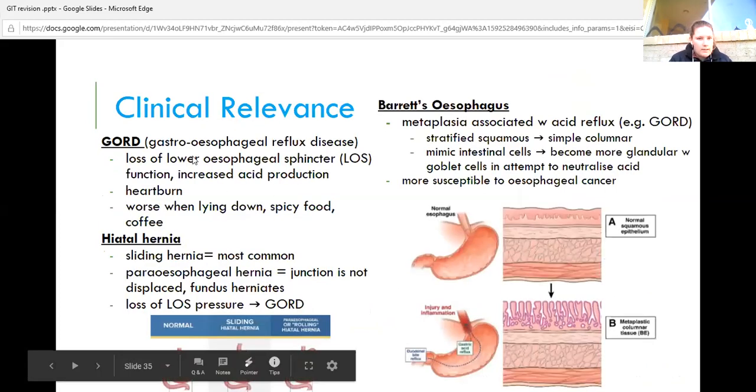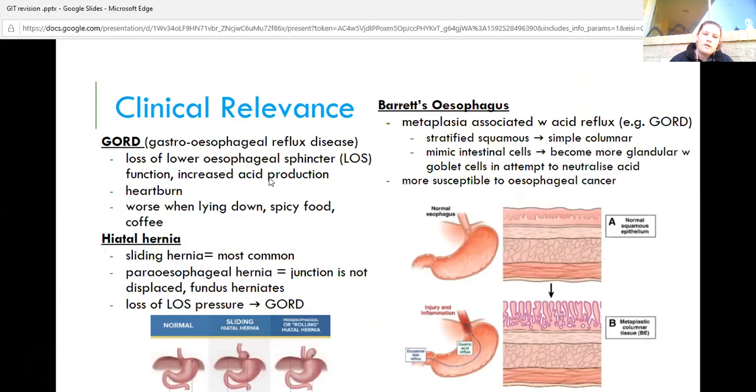Clinically relevant conditions: GORD, which is reflux, and that's when your lower esophageal sphincter doesn't work properly, and so the acidic contents of the stomach enter the lower part of the esophagus, also called heartburn. It's worse when you're lying down, because of the effect of gravity, and also with spicy food, anything that's going to irritate and create more acid in the stomach.